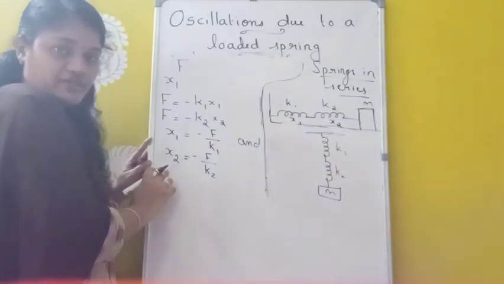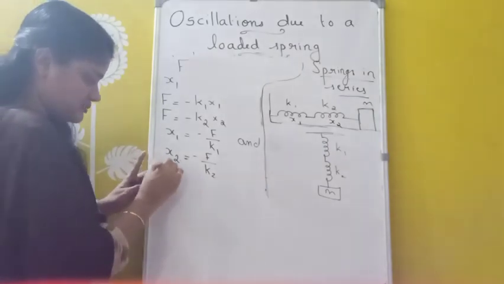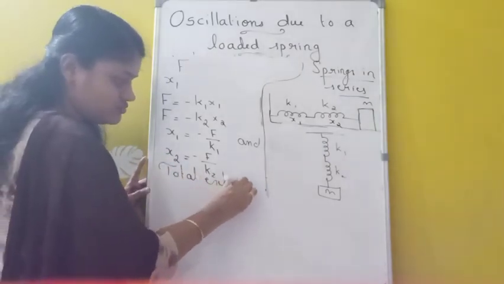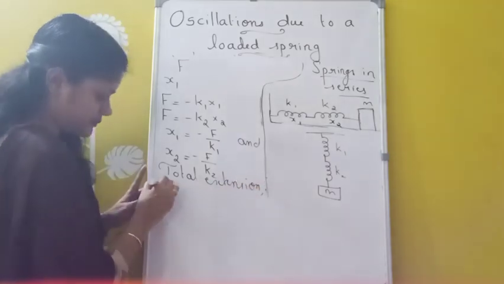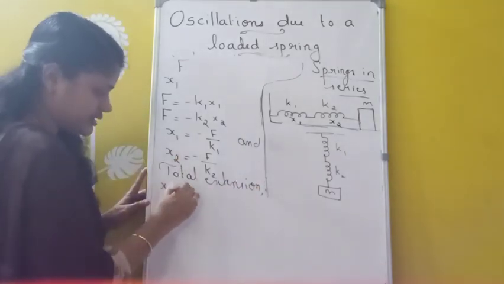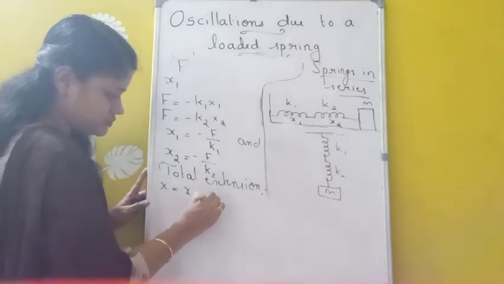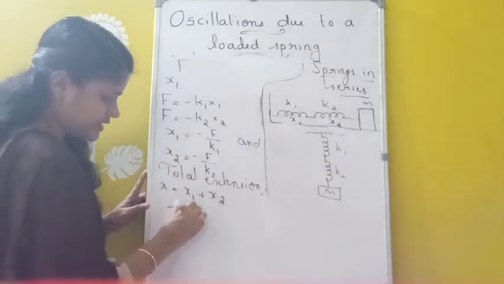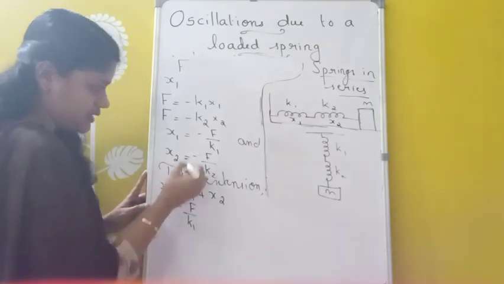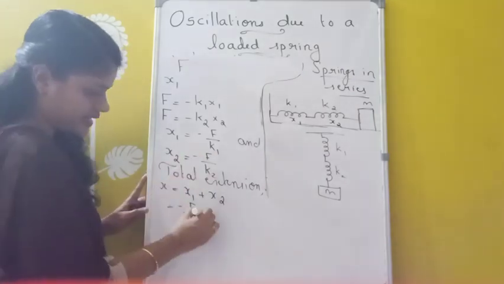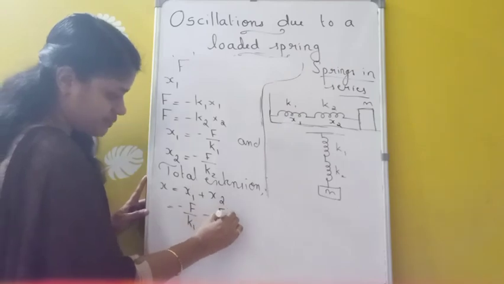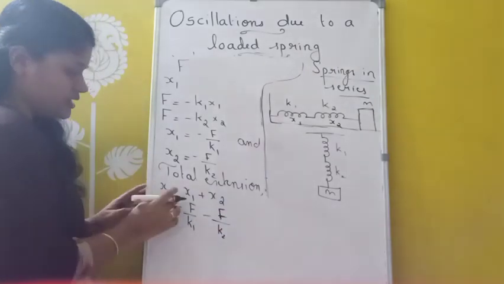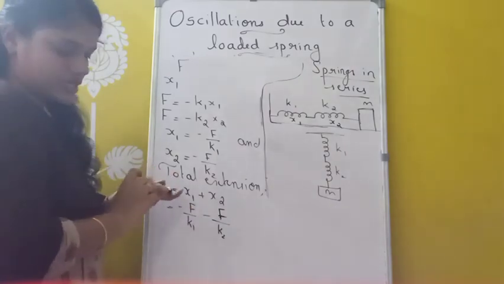Now I want to find the net extension, the total extension of both the springs, which I am taking as X. X equals X1 plus X2, that is minus F by K1 plus minus F by K2. So this is the total extension. Clear? Now we can take F and minus outside.